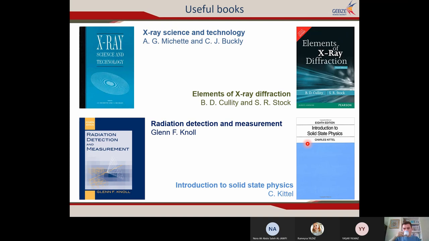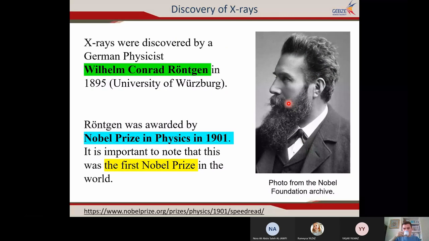Then let's start with the discovery of X-rays. As you know, X-rays were discovered by Wilhelm Conrad Röntgen, a German physicist, in Germany in 1895. At that time, Röntgen was working at the University of Würzburg in Germany. X means unknown, okay? Unknown. At that time, this type of radiation was not known, so the name is X-rays. And later on, Röntgen was awarded the Nobel Prize in Physics in 1901.